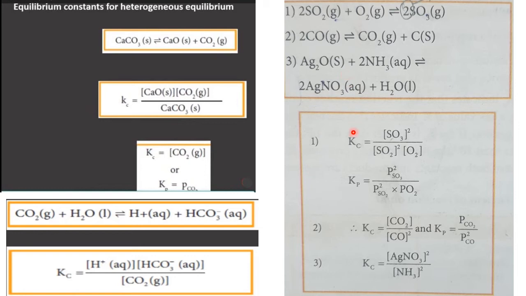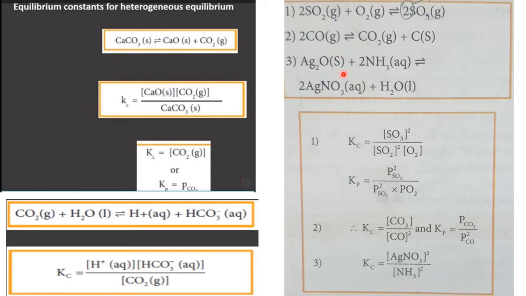These are some examples given in your book. SO2 plus O2 gives 2 SO3. How to write the Kc value? SO3 concentration, put a concentration symbol, and power 2, divided by SO2 concentration power 2 into O2 concentration. Then for Kp also, concentration is just replaced by P. So P of SO3 squared divided by P of SO2 squared into P of O2.